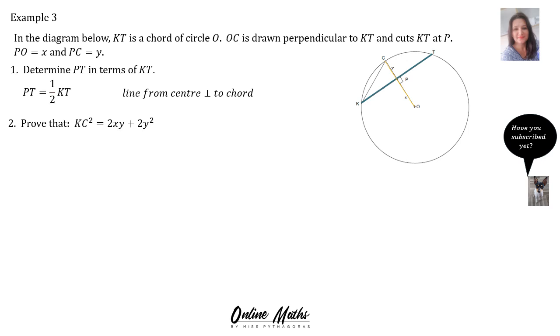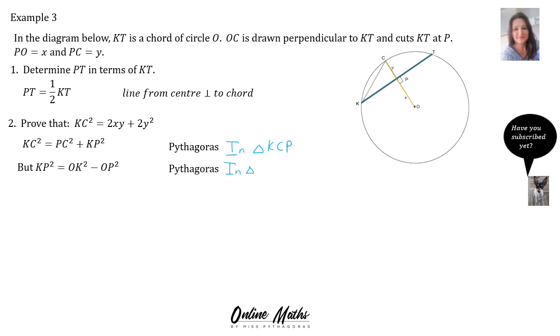Number 2, prove that KC squared is equal to 2xy plus 2y squared. Now this is a huge one. Let's start. KC squared is equal to PC squared plus KP squared, Pythagoras gave us permission there. We are working in triangle KCP. Then we can also say KP squared is equal to OK squared minus OP squared, Pythagoras. I was working in triangle KOP.